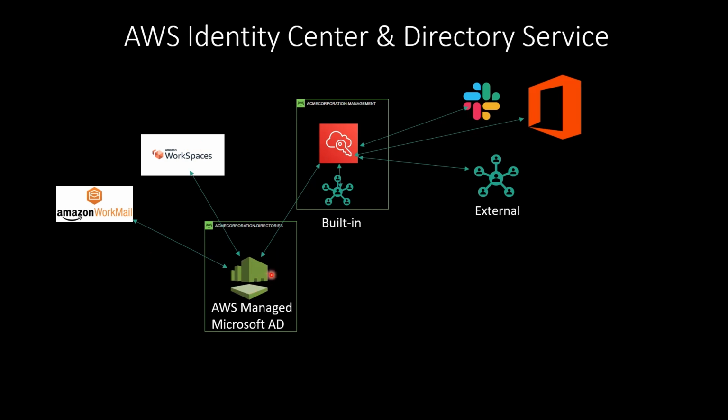We could use AWS Managed Microsoft AD, in which case Workspaces and Workmail will use the same directory as Identity Center. Or we can use a Simple AD here, or an AD connector or some other directory service to provide access to Workmail or Workspaces. So these can be different, the ones used for Workspaces and Workmail and the ones used for Identity Center.